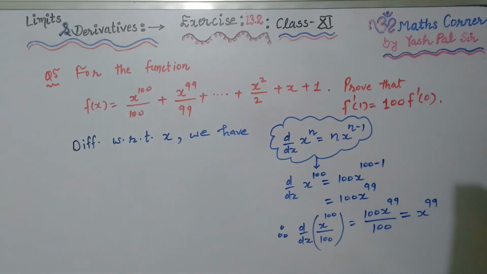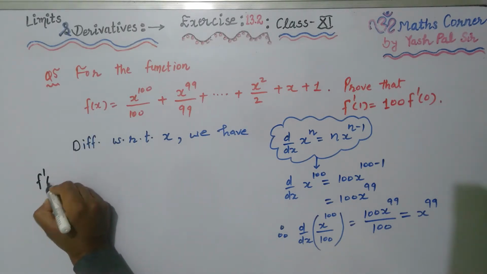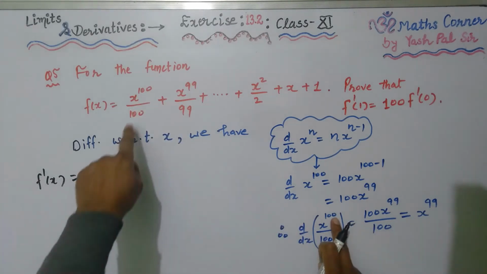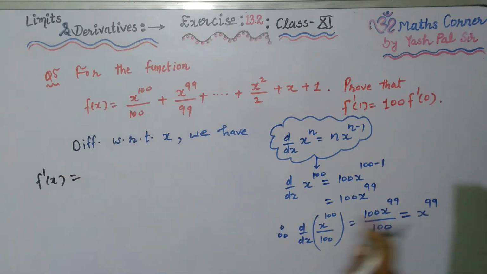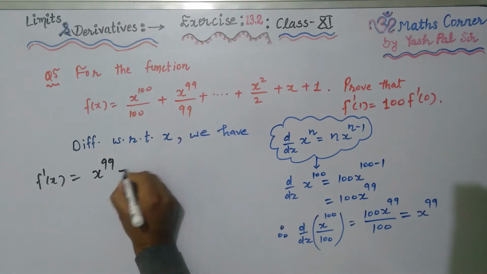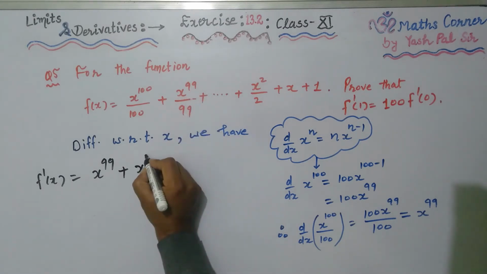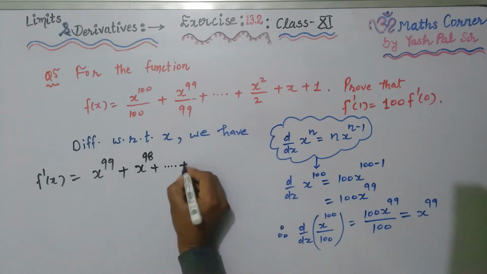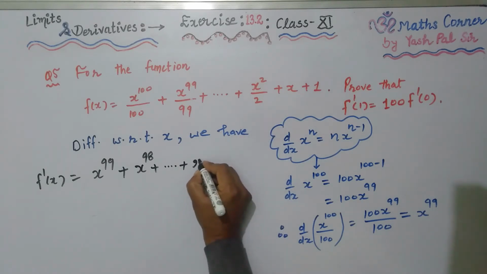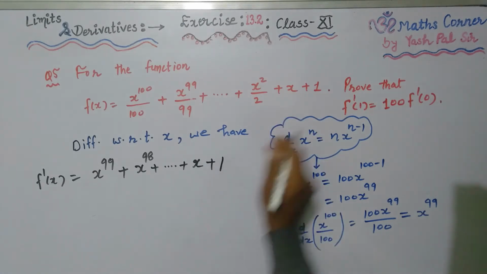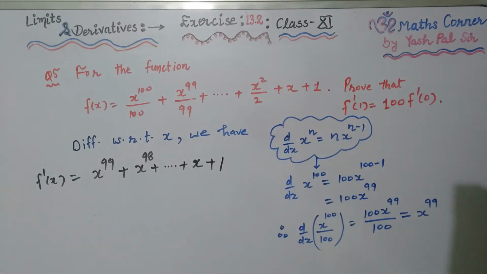So in this question now, differentiating with respect to x, we write f dash x is equal to x raised to power 100 upon 100, derivative is x power 99. Similarly, here its derivative is x raised to power 98 plus and so on, x squared, derivative is only x. Lastly, the derivative of x is 1 and derivative of 1 is 0.